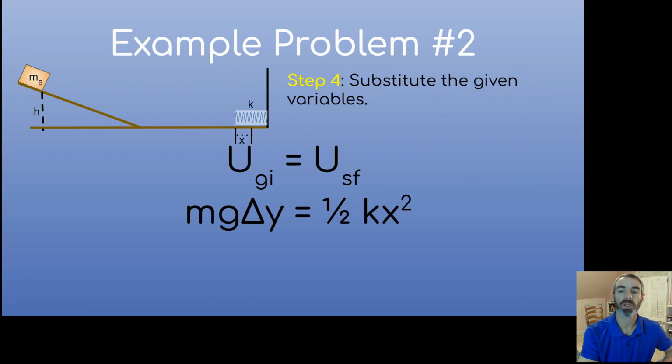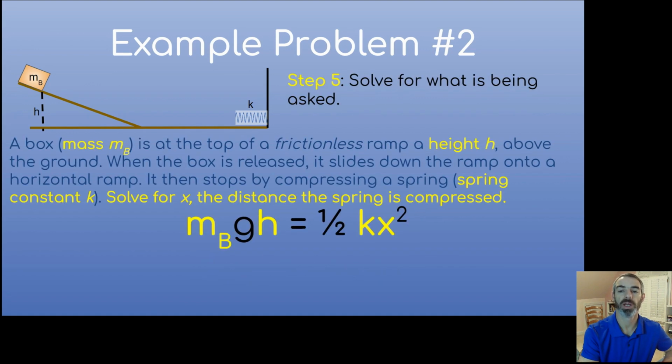Step 4 is we're going to substitute the given values. So look at our diagram, there's our given values. We can substitute mbh for delta y, k and x remain k and x, and we've substituted the variables. So step 5 now is to solve our equation in terms of what we're looking for, in this case, how far the spring is compressed.